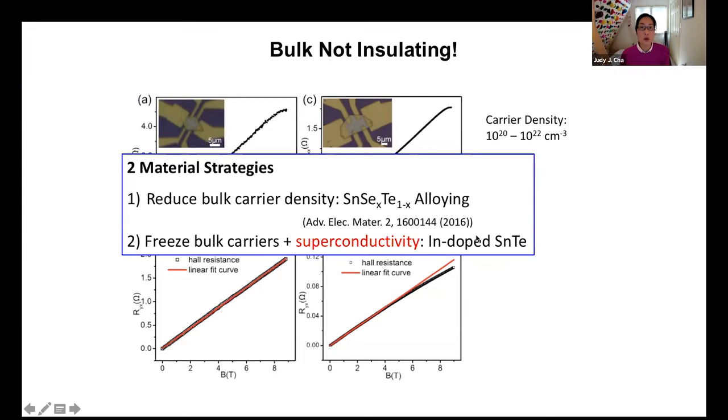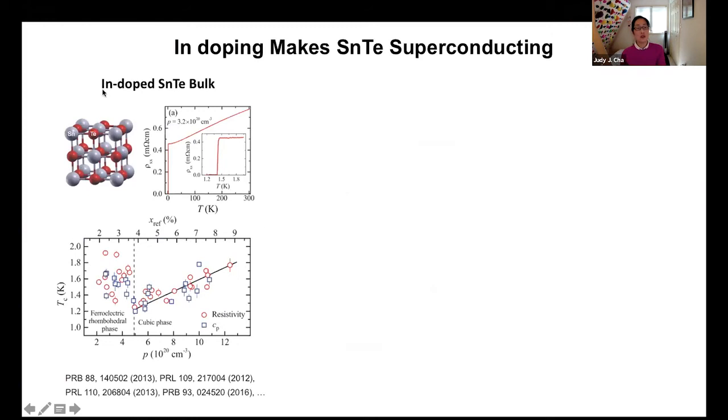So if you actually dope it with indium, the carrier density does not decrease, but you can freeze the bulk electrons because there's enough disorder that the mobility of the bulk electrons becomes very low. The real reason for doping with indium is for the superconductivity, right? Because indium-doped tin telluride is a candidate material for topological superconductor. So there are lots of bulk studies that show if you dope it with indium, tin telluride superconducts, and that the TC increases quite a bit.